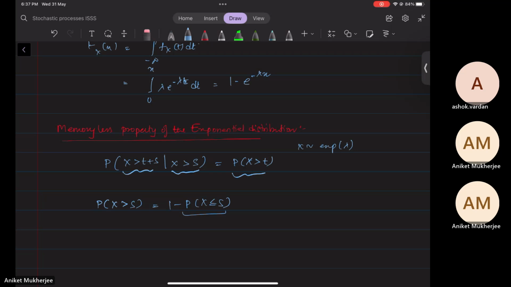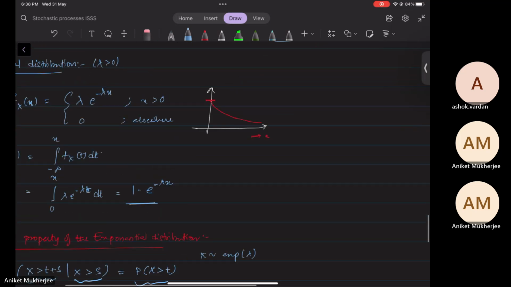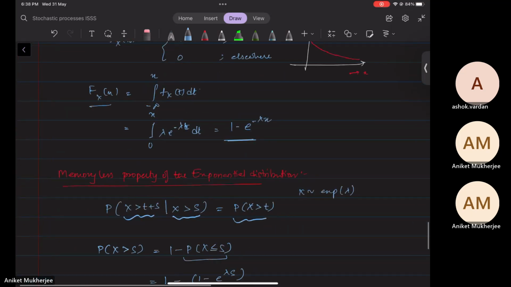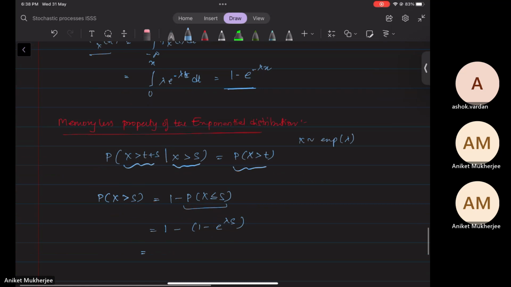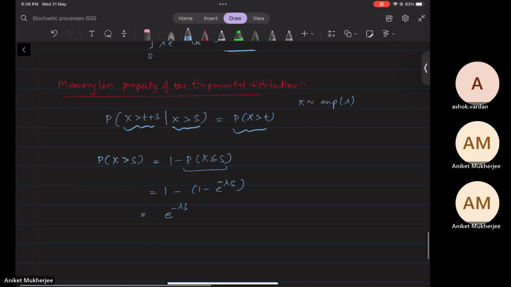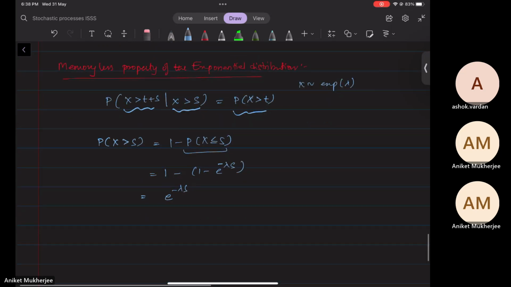Now we know that this is the distribution function, and we know that X is exponentially distributed with parameter lambda. So this is 1 minus e to the power of minus lambda s. This is taken from the distribution function for the exponential with parameter lambda. This is equal to e to the power of minus lambda s. Okay, so now we calculate this term.